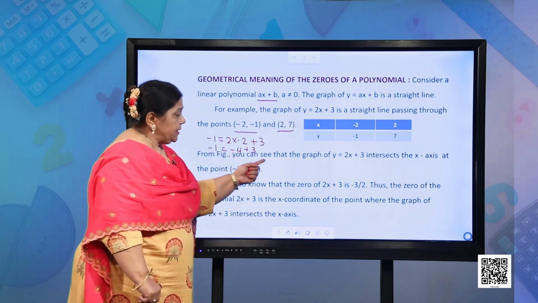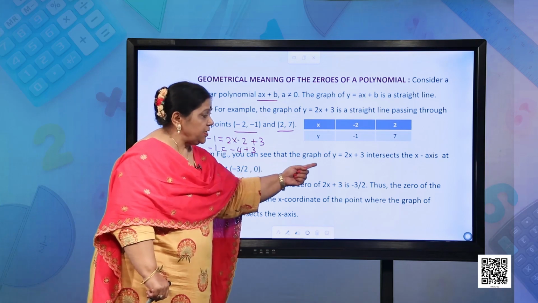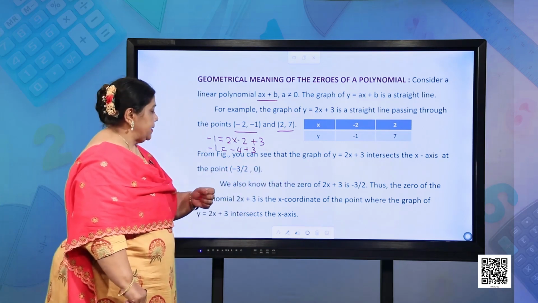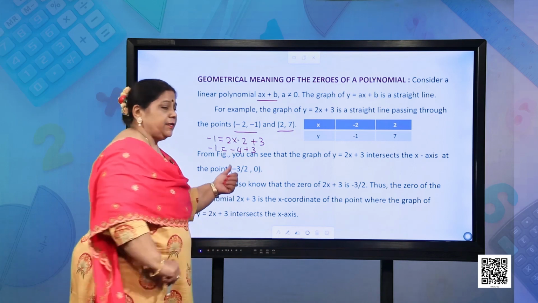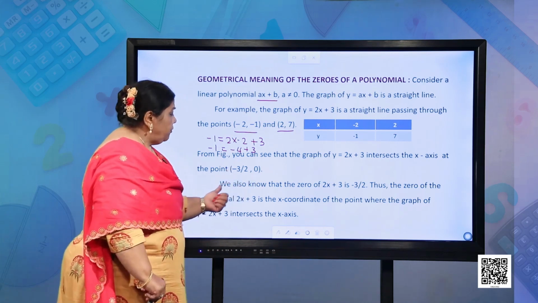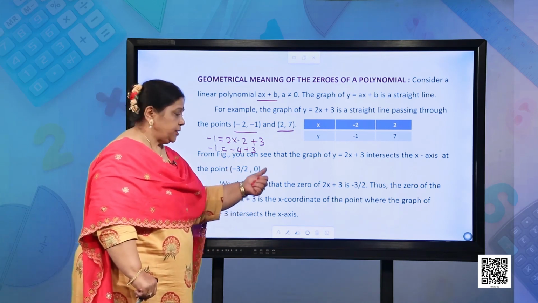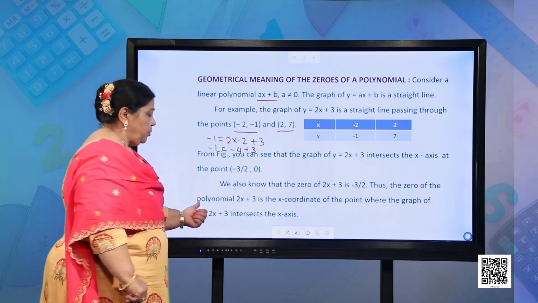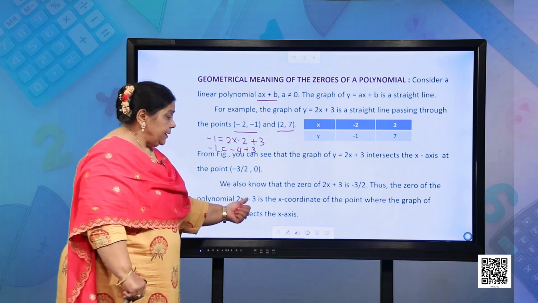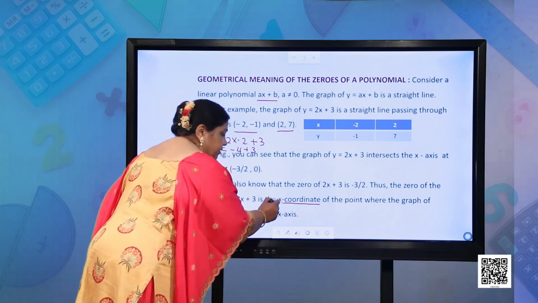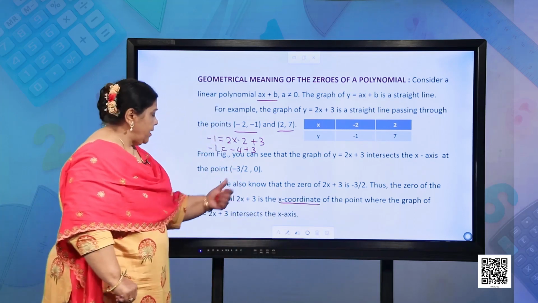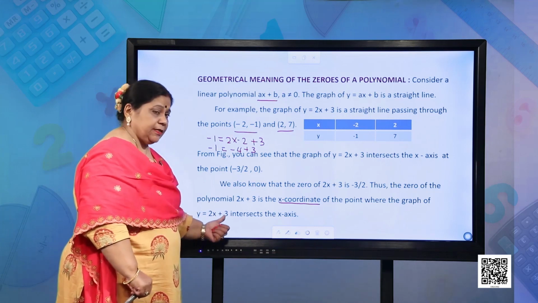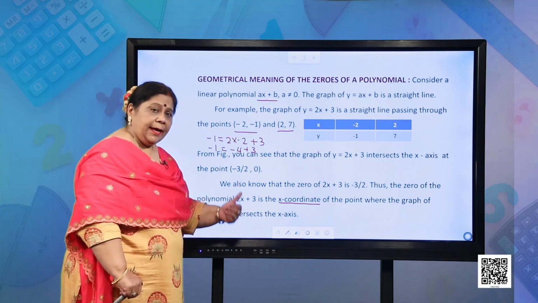From the figure you can see that the graph y is equal to 2x plus 3 intersects the x axis at point -3 upon 2, 0. We also know that the 0 of 2x plus 3 is -3 upon 2. Thus, the 0 of the polynomial 2x plus 3 is the x coordinate of the point where the graph of y is equal to 2x plus 3 intersects the x axis.